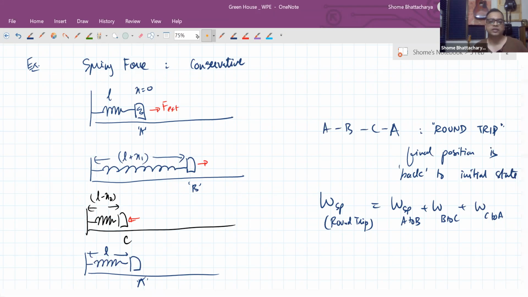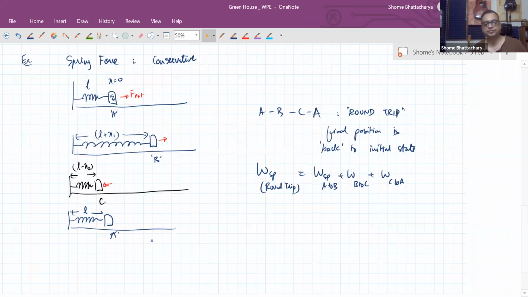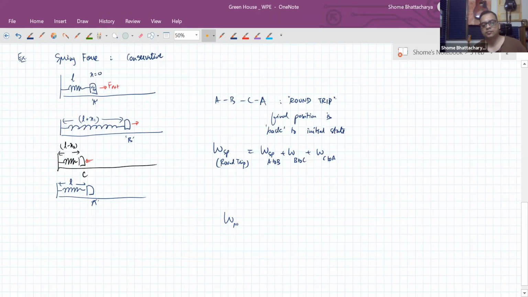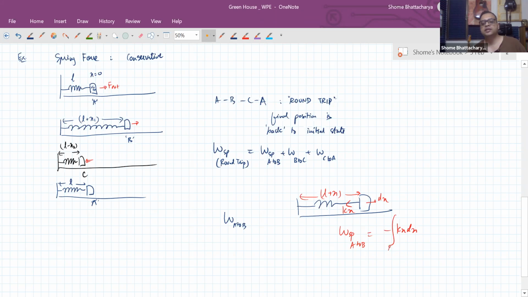Okay, because you can individually show that going from A to B, what is happening is that at any point of time in between, if your spring is stretched by x, the spring force is acting in this direction and your differential displacement is in this direction. So the work done by the spring from A to B is minus kx dx, integrated from A where x was 0 to B where x is equal to x1. So it is minus half kx1 square.